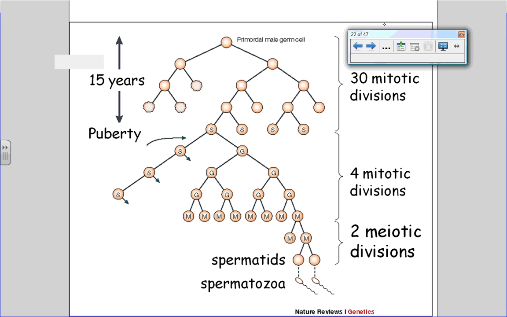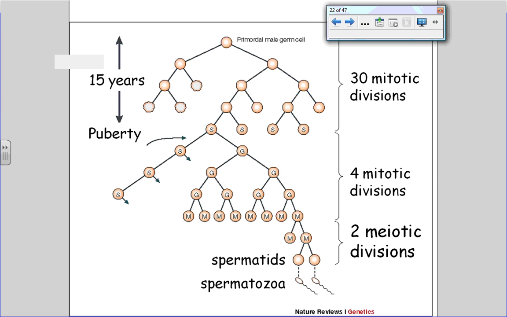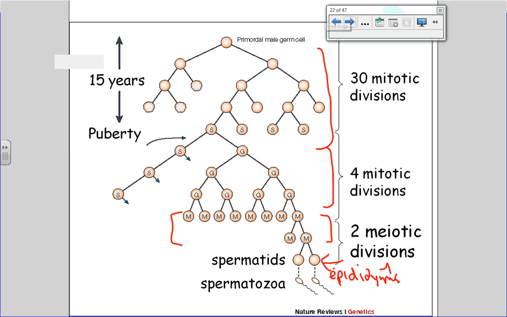These are just some diagrams to highlight what's happening. So this is showing the male. The germline cells can keep on undergoing mitosis, and of those, some of them every day will undergo meiosis in order to produce spermatids. The spermatids are going to mature in the epididymis to become fully functional spermatozoa.